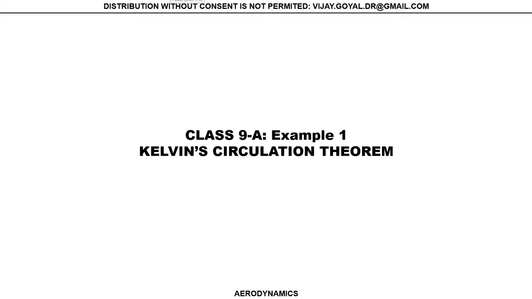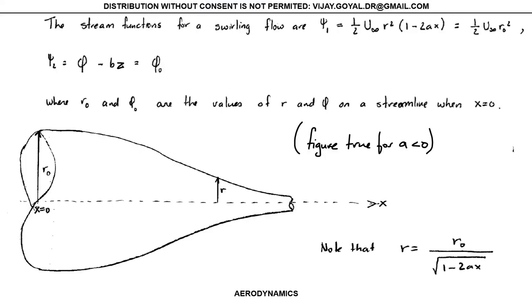So this is example number 1 for Kelvin circulation theorem. In this particular example, we have a Stirling flow that looks something like this, and is given by two streamline functions. This is streamline function number 1. This is streamline function number 2.